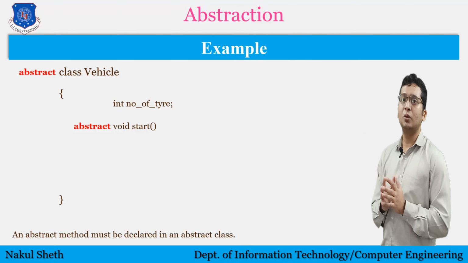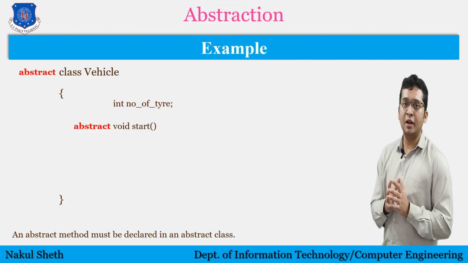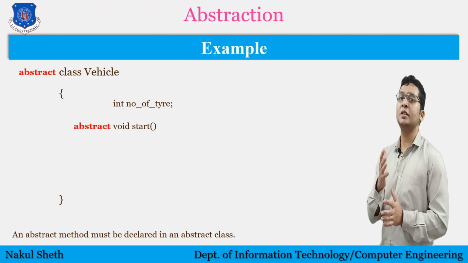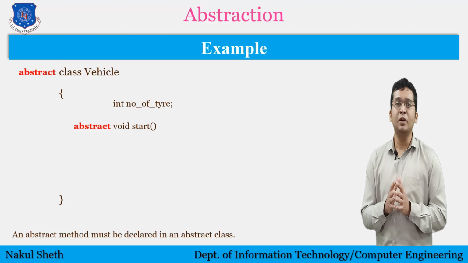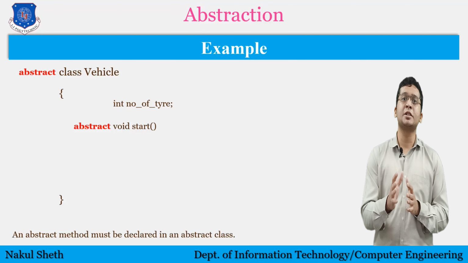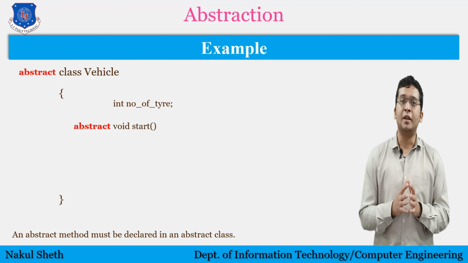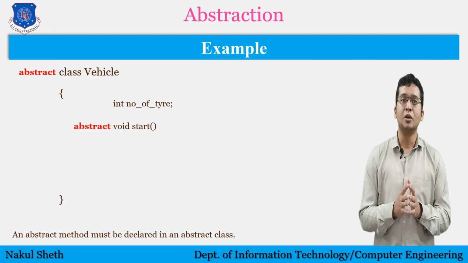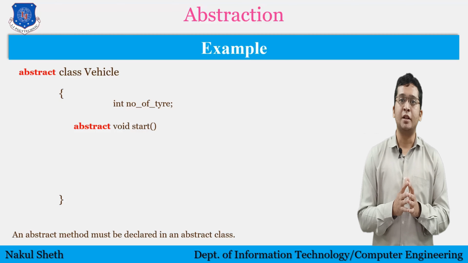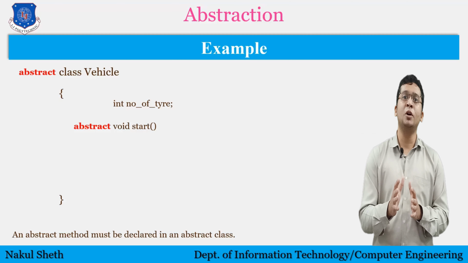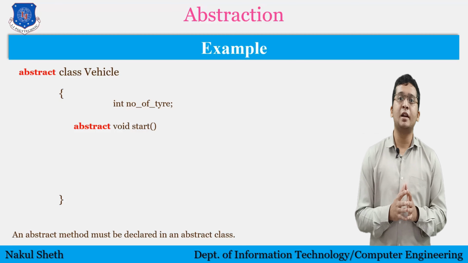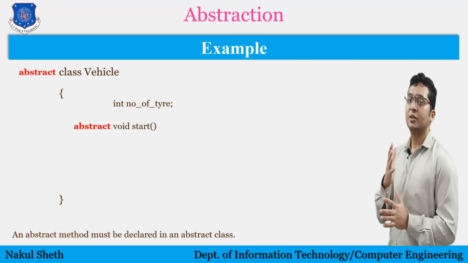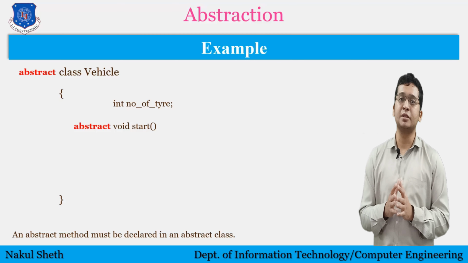So as you can see over here, an abstract class can be declared by using the keyword abstract. Now remember one thing: if a class contains an abstract method, then that class must be declared as an abstract class. But it is not necessary that an abstract class contain at least one abstract method. Okay, so we can declare a class as an abstract class without any abstract methods.